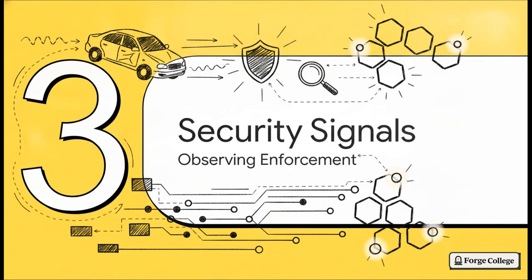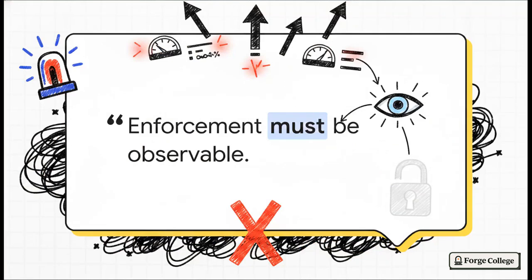Now for Section 3, reading the security signals. Because crashing the car is really only half the job. Now we have to look at the slow-motion footage and the sensor data, and that brings us to a non-negotiable rule of API security. Enforcement must be observable. Seriously, if your gateway is silently dropping requests without emitting a labeled metric, you're flying blind. You might technically be blocking bad traffic, sure, but you have 0 proof, no way to measure the impact, and absolutely no way to trigger automated alerts during a real attack.